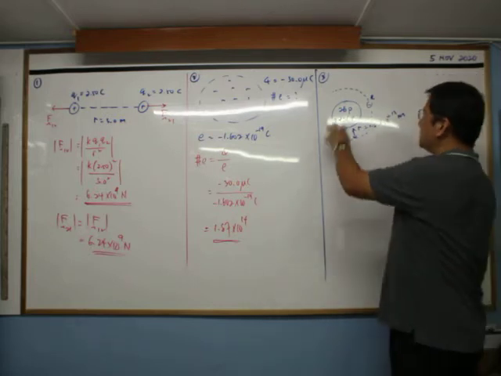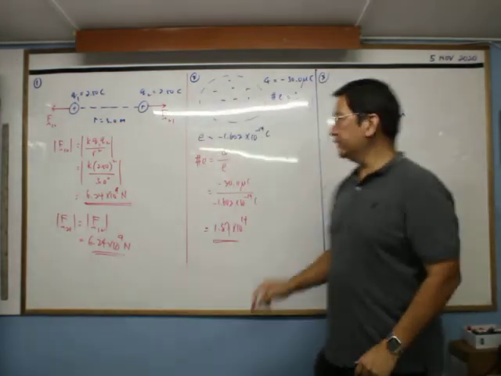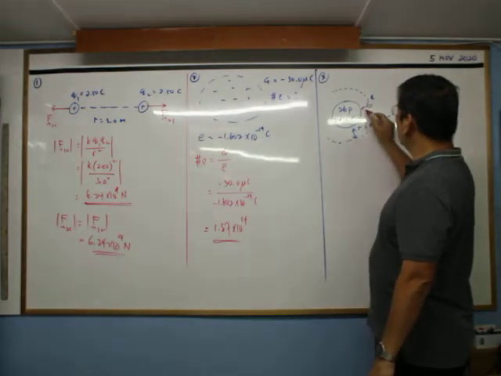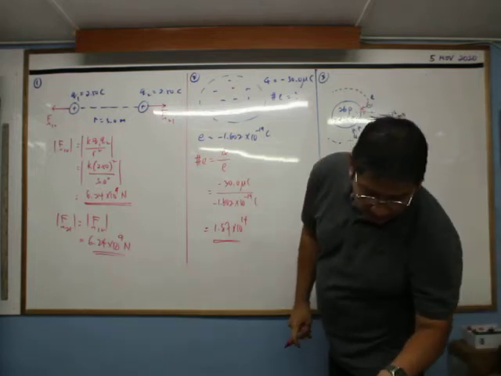Because this is positive and this is negative, the electron actually is being attracted to the nucleus. So we are going to find the force. I believe it's only the magnitude of the force.